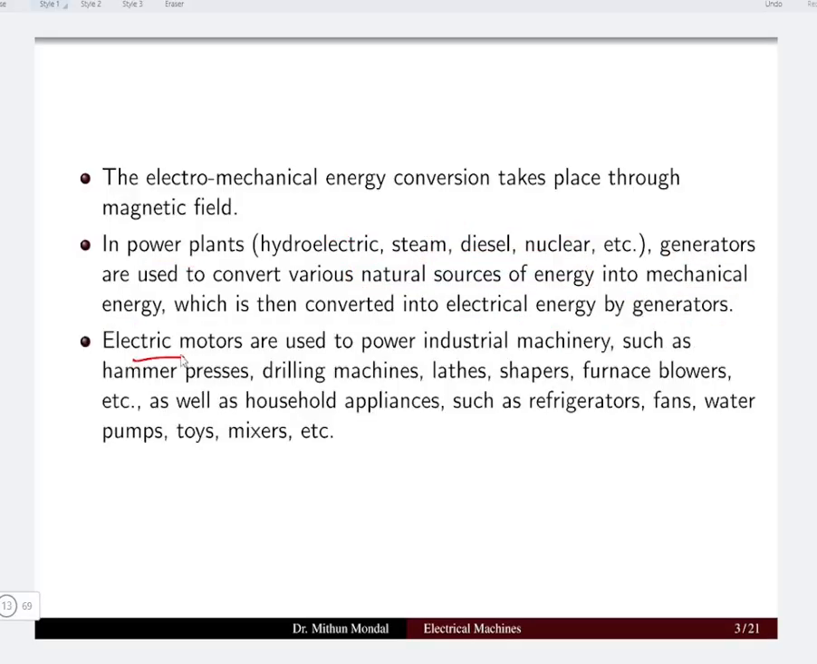However, the electric motors are basically used in the power industry in the form of machinery such as hammer pressing, drilling machines, lathe machines, shapers, furnace blowers, etc. As well as if you talk about household appliances such as refrigerators, fans, water pumps, toys and mixers, there also a lot of electric motors are in application.